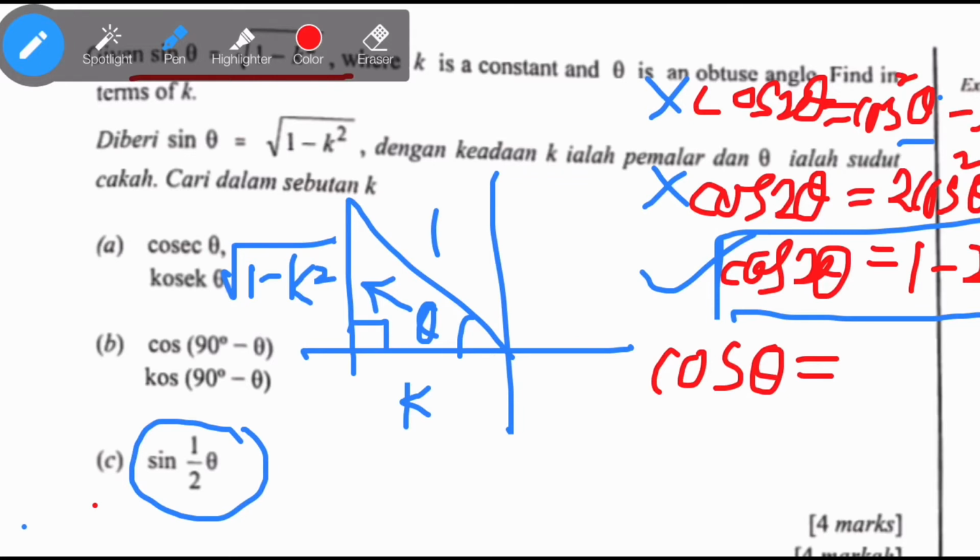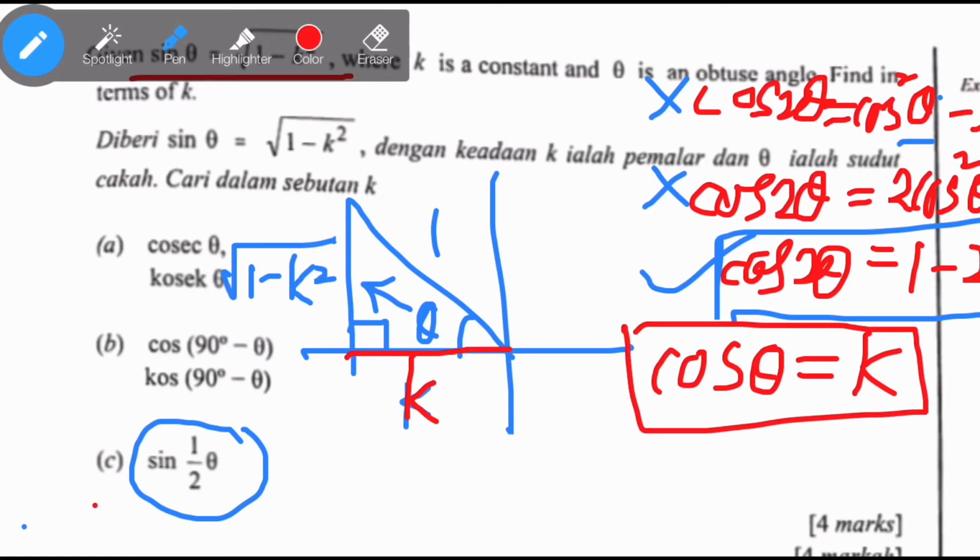The number 1 is still 1, you don't divide by 2. 1 is 1, minus is still minus, and the 2 is still there, sine square is still there, only the theta becomes half. So the formula becomes cos theta equals 1 minus 2 sine square theta over 2. And our cos theta is equal to k. Then we can substitute already. We can substitute and we can solve.